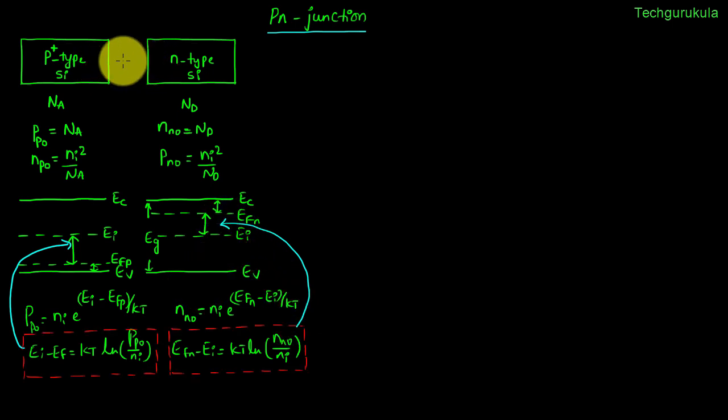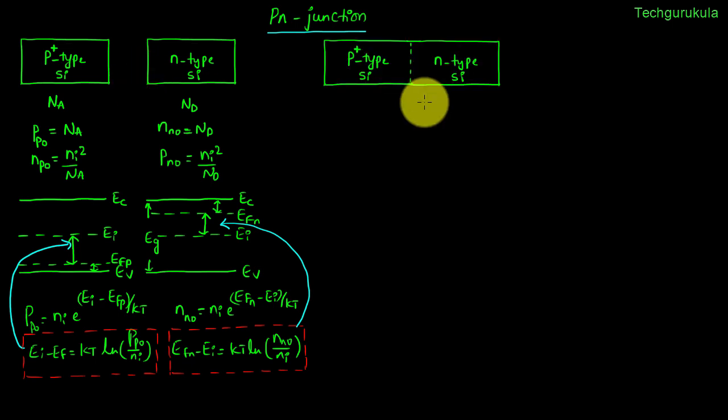Now let us bring these two semiconductors together to form the p-n junction. But I remind you, this is not how a p-n junction is practically formed. This is just a hypothetical experiment to understand the theory behind the p-n junction. Once we join them, this is how it looks, and this is the point where we have joined these two materials.